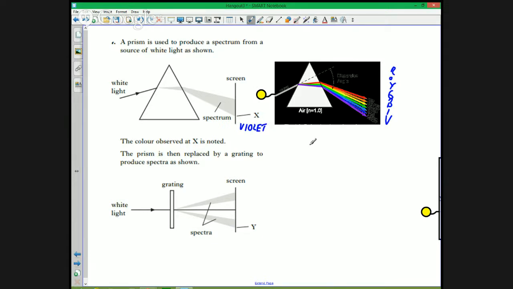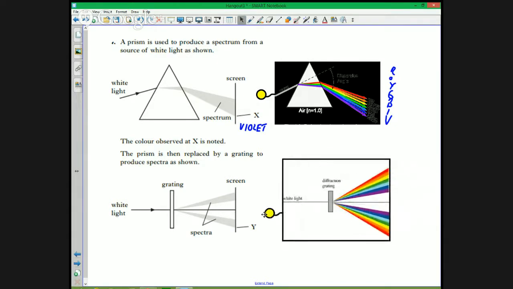Now what the higher examiners will ask is, does this young physicist know the difference between a prism and a diffraction grating? With a diffraction grating, you won't get one spectrum, but you'll get two or three or four, depending on the grating itself or the position of the screen. So if I show you the diagram for that, which you should know, you get this particular setup.